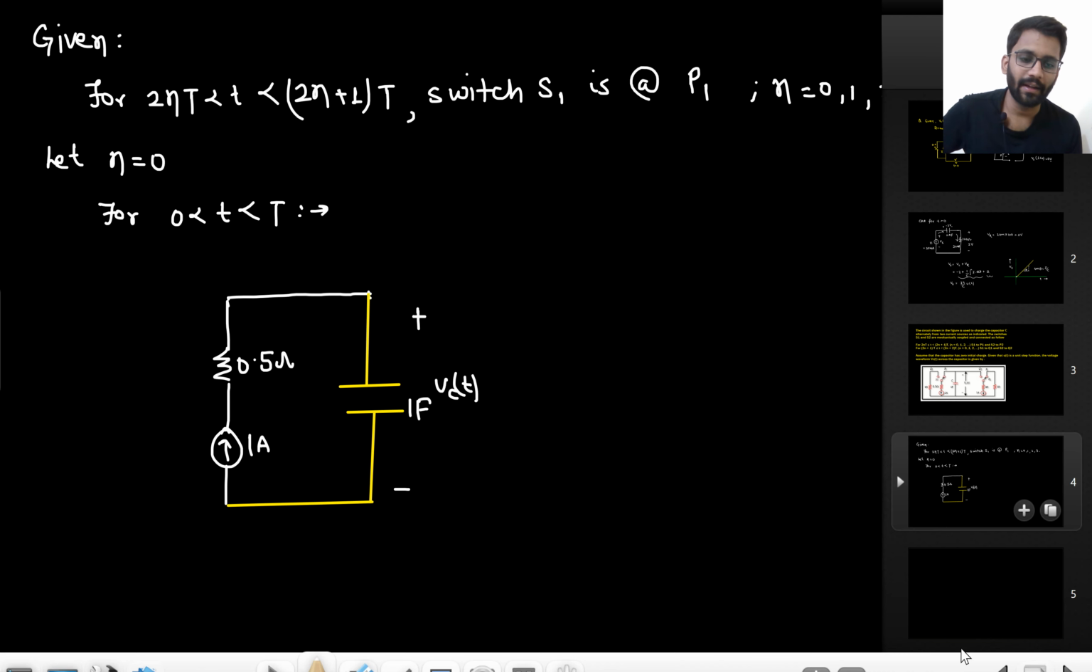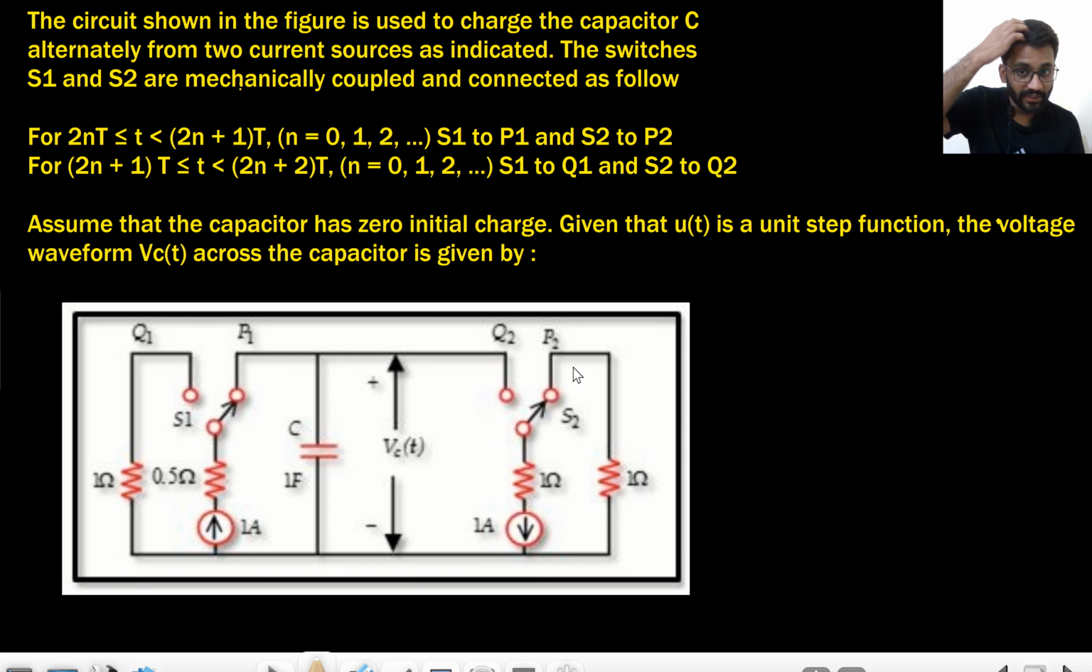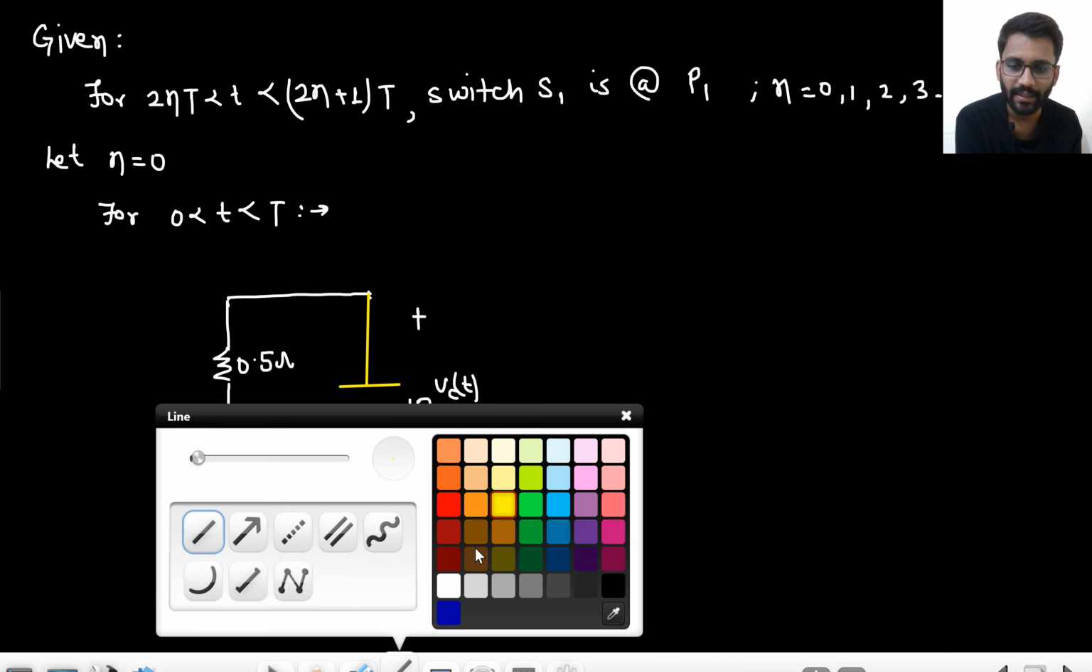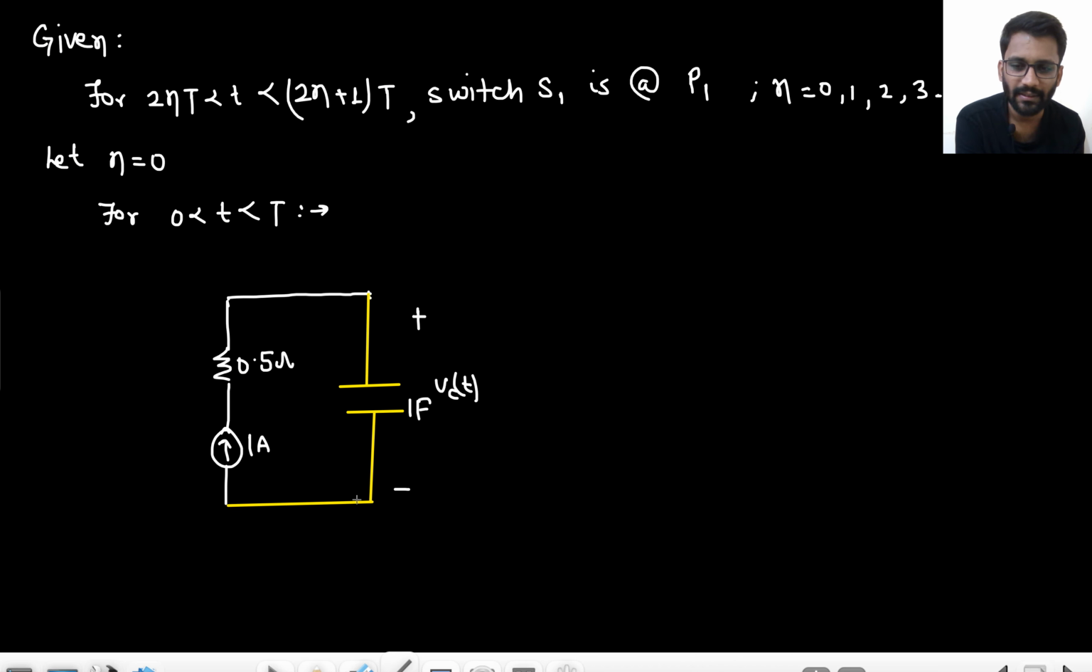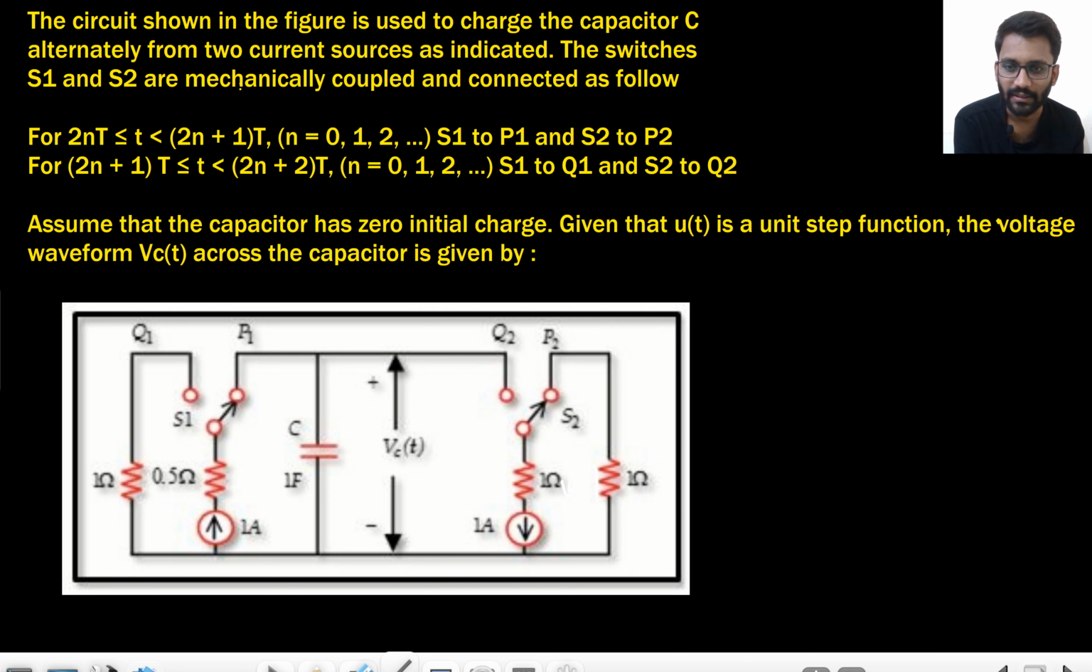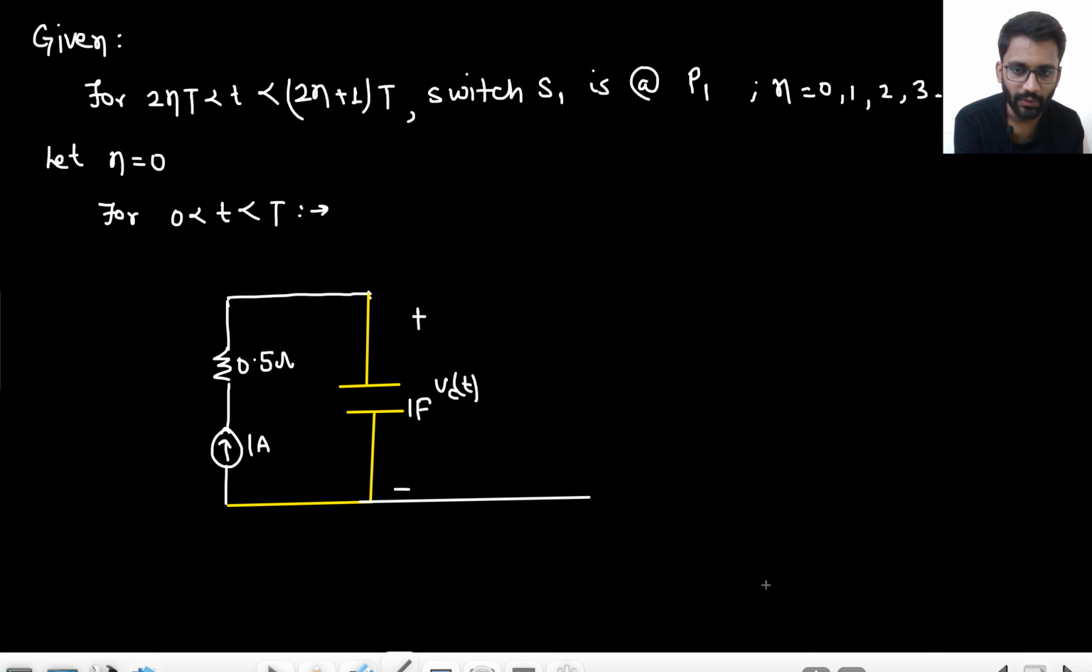What is happening for switch S2? Switch S2 is at P2. That means this 1 ampere current is flowing in this direction, through the 1 ohm, 1 ohm. It is not connected to VCT. So another 1 ampere current source is flowing in this 1 ohm resistance, but that's of no use actually. So there are two 1 ohm resistances.